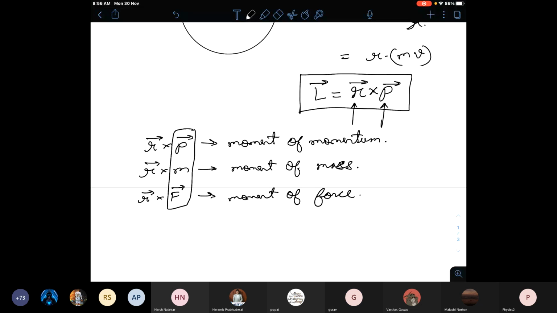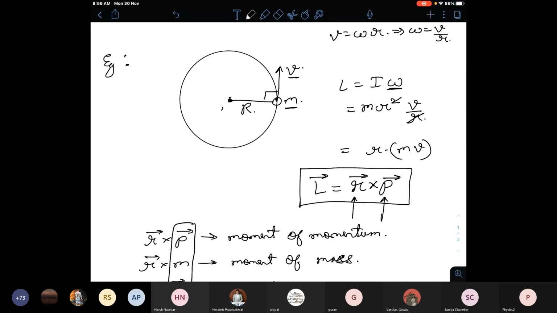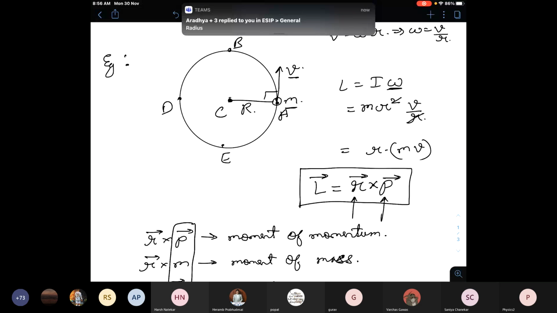Excuse me, sir. What does R vector mean? R vector is the radius vector. Here, see, a particle, this is the center. A particle is at A, B, D, E. The particle will be moving in this direction.